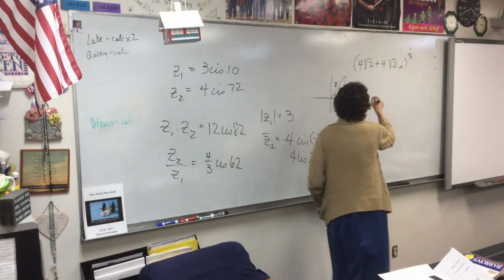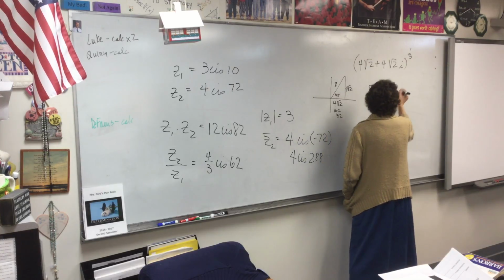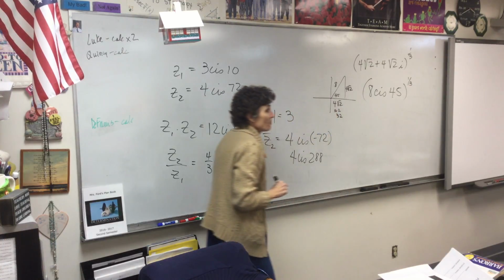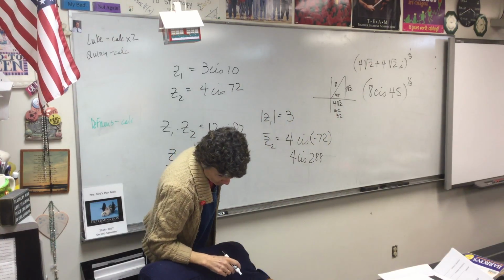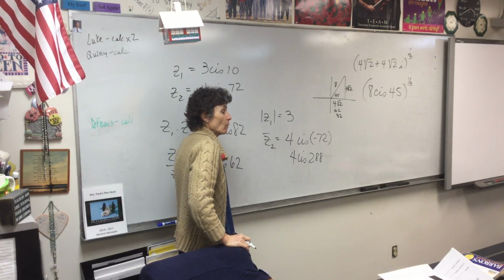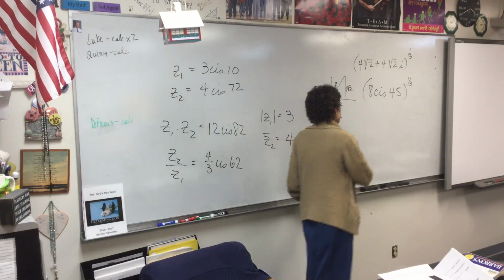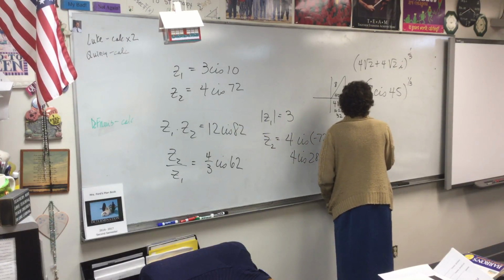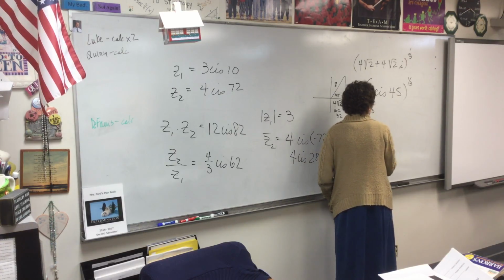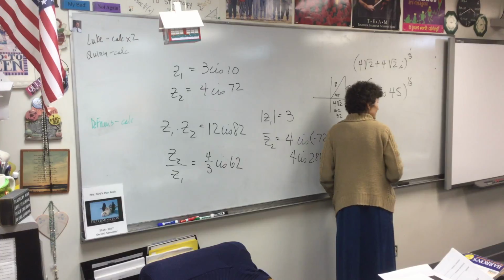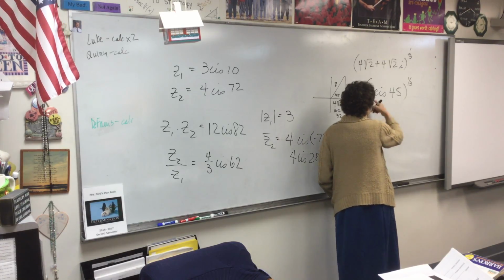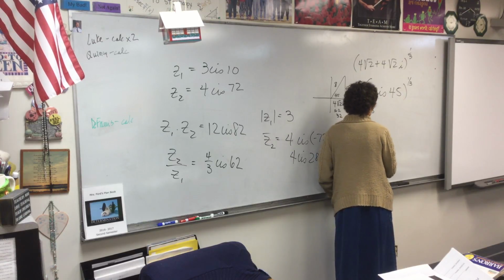So my number is 8 cis 45, and I am raising that to the 1/3 power. Alright, now what does De Moivre tell me to do? How do I raise this guy to the 1/3 power? I take 8 to the 1/3. What does 8 to the 1/3 mean? The cube root of 8, which is 2.